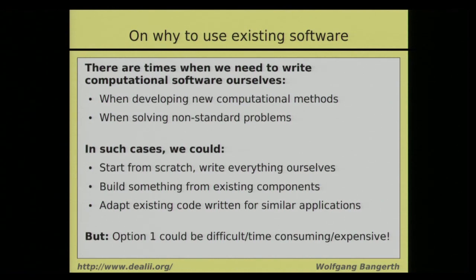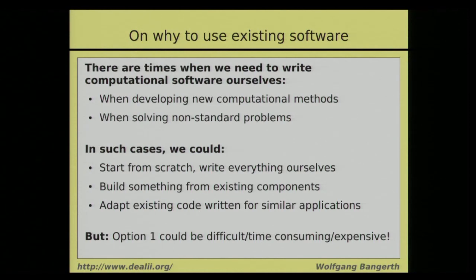And so in these sort of cases, you have a non-standard problem, you need to write your own solvers. So if you encounter one of these two cases, either new methods or non-standard problems, you have three different choices. Either you write something from scratch yourself, or you build something from existing components. So you take a library that gives you building blocks, for example, and you put it together. And the third one would be you start with an application that solves something similar and you modify it.